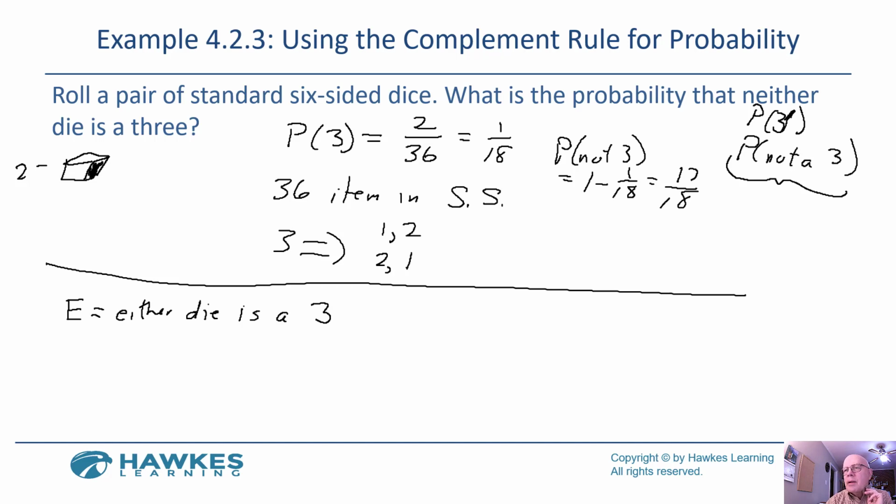Either die is a 3. So what do we have? Either die is a 3. Remember, we've got 1, 2, 3, 4, 5, 6 for die number 1. For die number 2, for each one of these, we've got 1, 2, 3, 4, 5, 6. And this also has all 6. This has all 6, all 6, all 6, all 6. So either die is a 3.